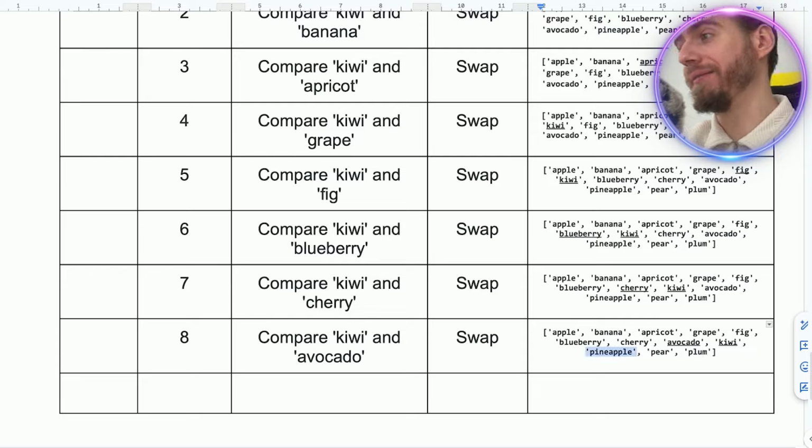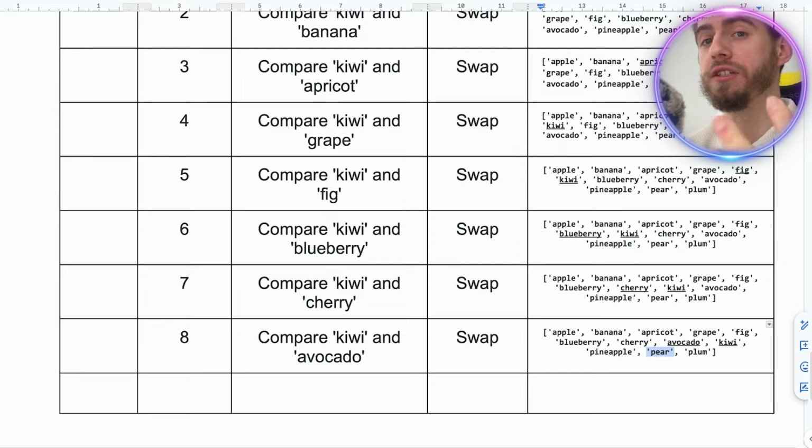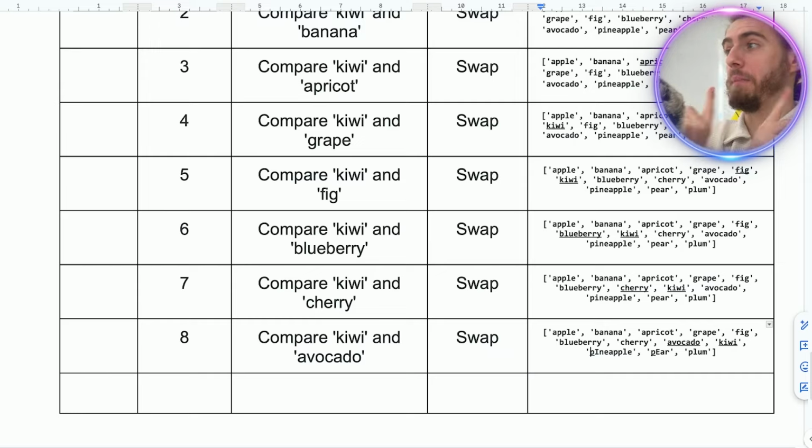So we have pineapple, pear, and plum. Are they sorted? No, they are not sorted. Even though they start with the same letter P, we need to look at the second letter, which is E and I. So which letter should be first? It obviously should be E, not I. So that's why we would need to swap pineapple and pear.